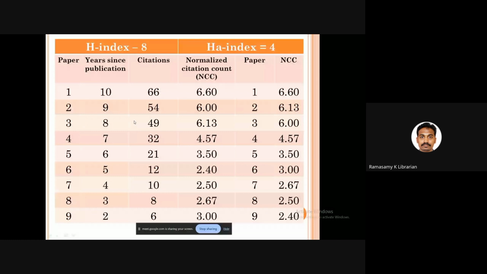Here, I am calculating the normalized citation count based on the years of publication. In the previous case, I used the number of authors. In this case, I am using the number of years of publication. That's the only difference. Otherwise, the calculation method is the same as for the previous index. That is the normalized individual H index and this particular HA index. Both are the same, but the one which you are using as a denominator differs between these two metrics.